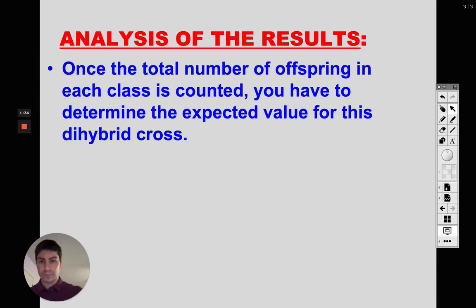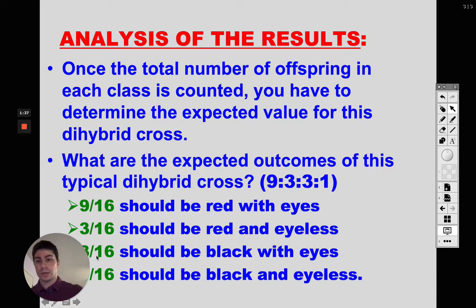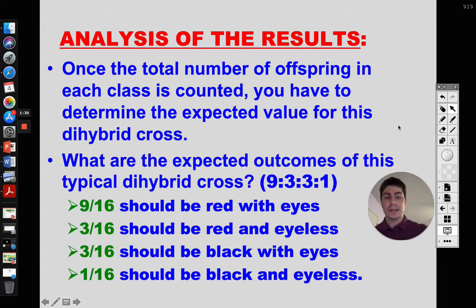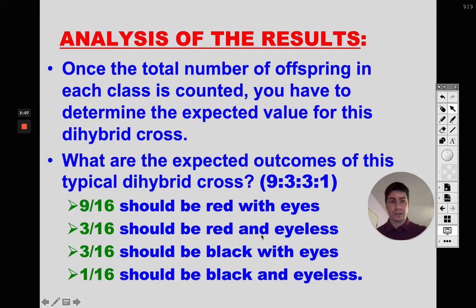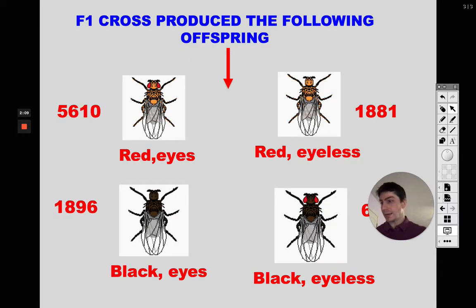Now, if you remember for our dihybrid cross, because we mated two heterozygous individuals for both traits together, we should get a 9:3:3:1 ratio, okay? When you add the 9, 3, 3, and 1 up, you get 16. So 9 out of 16 should be dominant, 3 out of 16 should be dominant recessive, 3 out of 16 should be recessive dominant, and 1 out of 16 should be recessive.